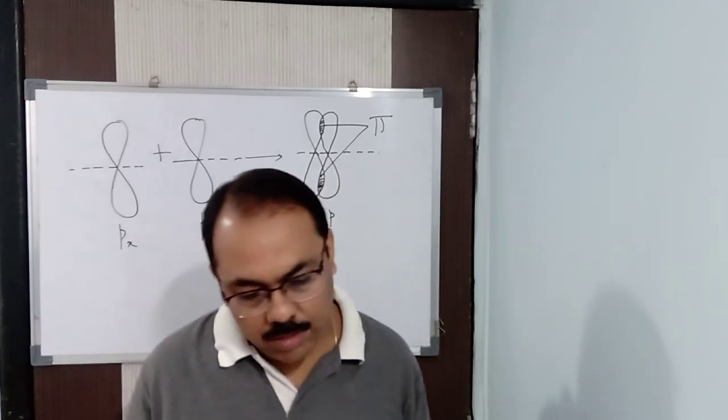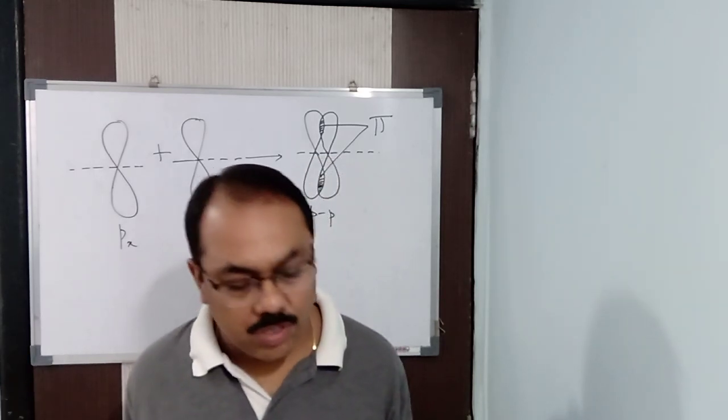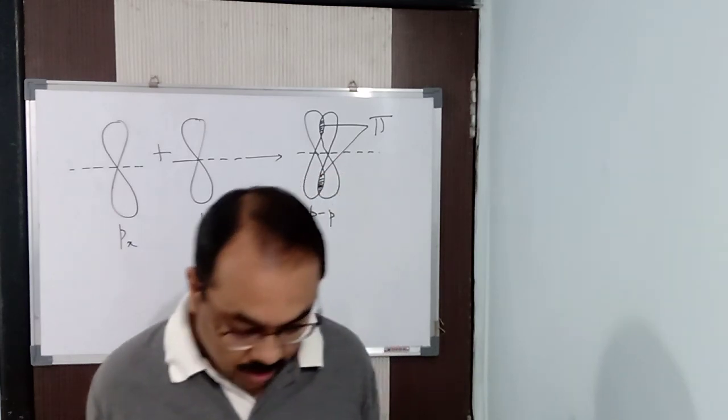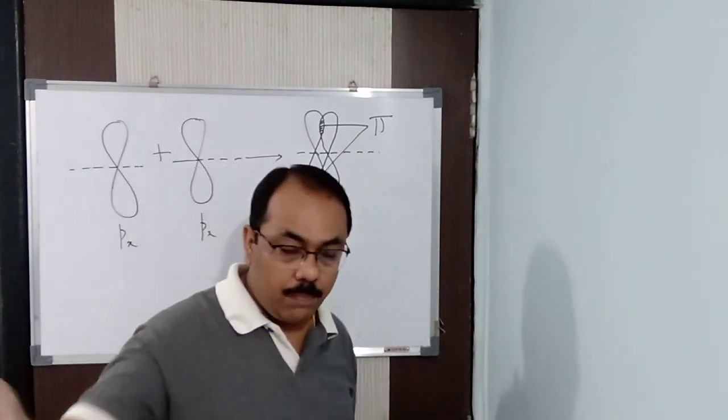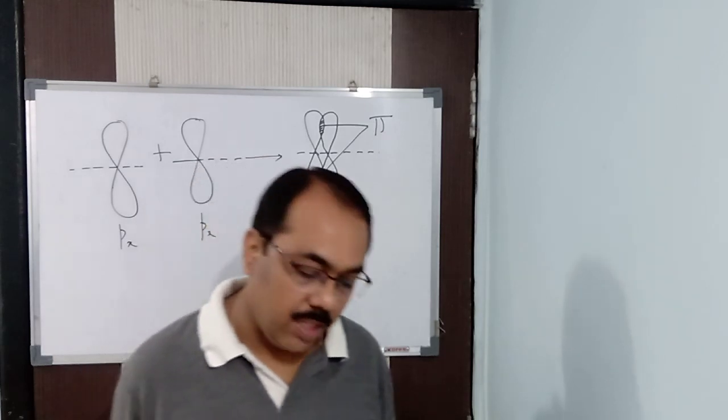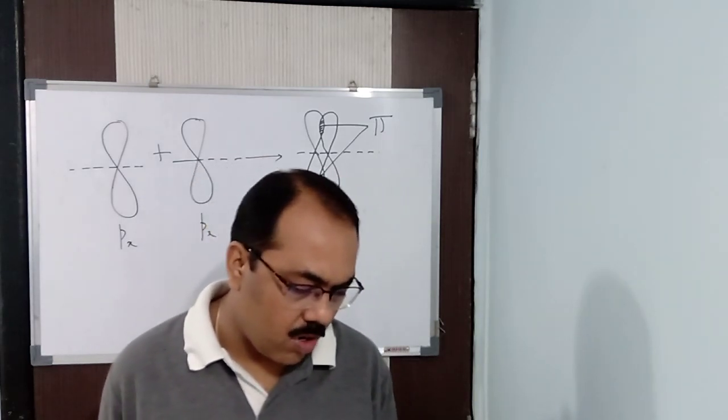In this way, the sigma bond is a stronger bond, and the pi bond is a weaker bond. I already said, sigma bond can be s-s, s-p and p-p. A pi bond is only of one type, that is p-p. Clear? So this is about your sigma bond and pi bond.